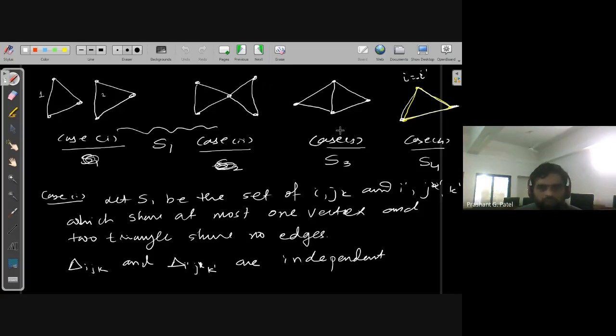For case 3 and 4, I will take both these cases combined and we'll say it is S2. So in the S2, actually, they have shared two vertices and hence one edge. No, that should be different. So that has to be different. So we need to have three parts here.